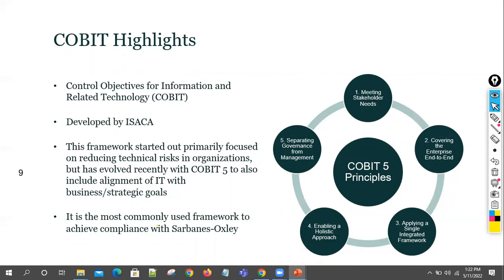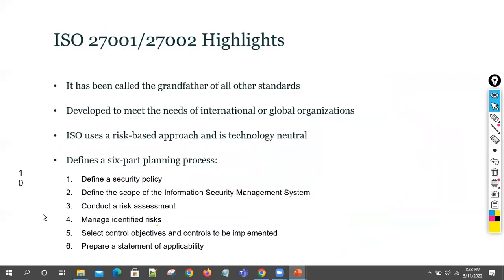COBIT stands for Control Objectives for Information and Related Technology. This standard is developed by ISACA. Currently, we have COBIT 5. COBIT 5 has 5 principles. The first is meeting stakeholder needs. The second is covering the enterprise end to end. Applying a single integrated framework is the third. Fourth is enabling a holistic approach. The fifth is separating governance from management. Management should not work as governance. Governance should be separate from management. So these are the principles that need to be implemented in the COBIT model.